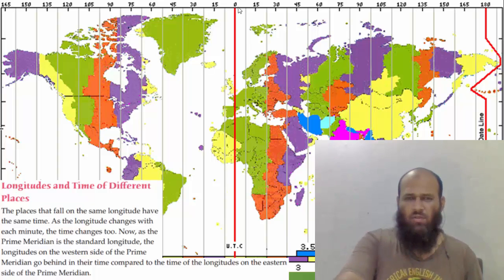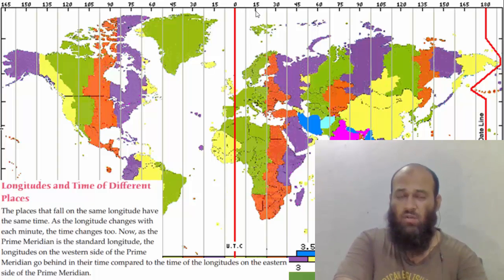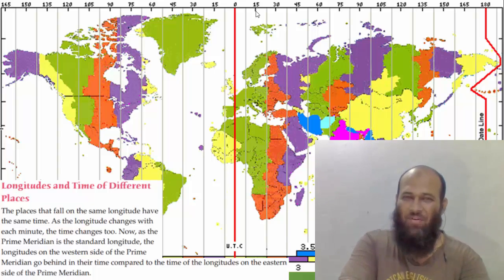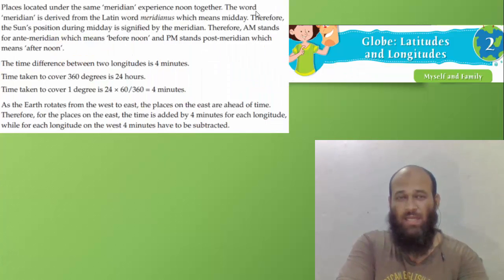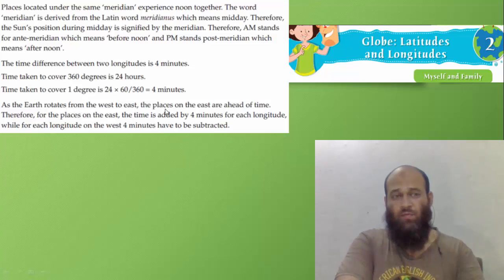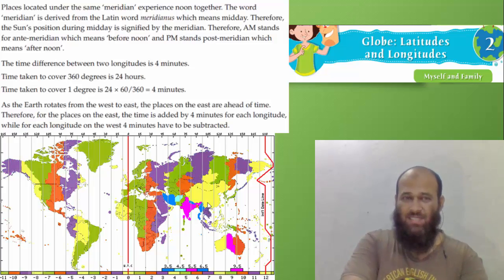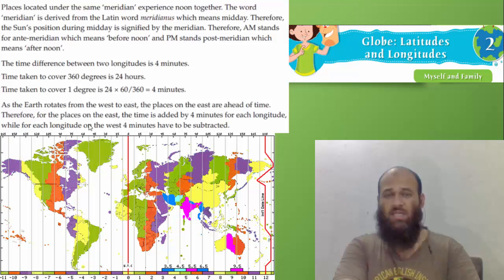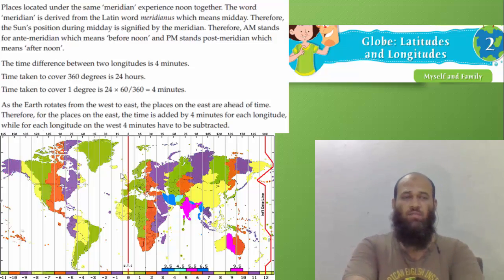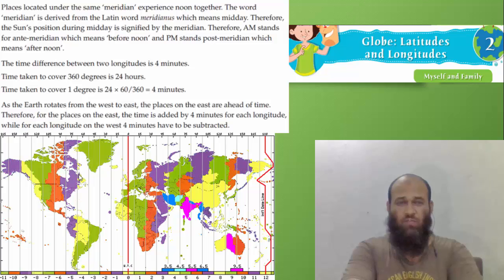So how much time do you think it will take to cover from 0 degrees to 15 degrees? You have to multiply it by 4. 15 multiplied by 4 is exactly 60. As the earth rotates from west to east, the places on the east are ahead of time. Therefore, for the places on the east, 4 minutes are added for each longitude, while for each longitude on the west, 4 minutes have to be subtracted.